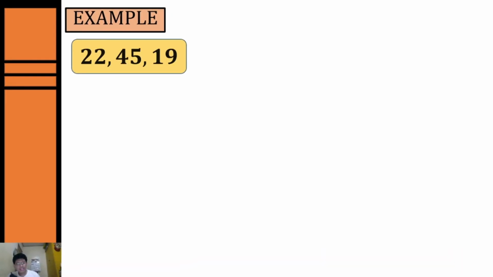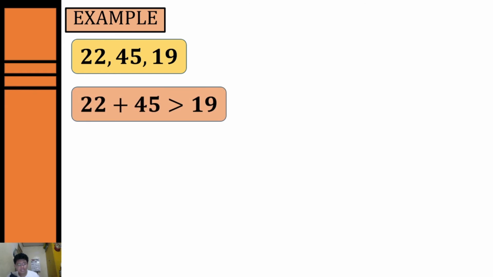Let's have another example. We're given the dimensions 22, 45, and 19. Let's see if we can form a triangle given these dimensions, using the triangle inequality theorem. First, let's add our first side and our second side and compare it to our third side. 22 plus 45, is it greater than 19? Yes, 67 is greater than 19.